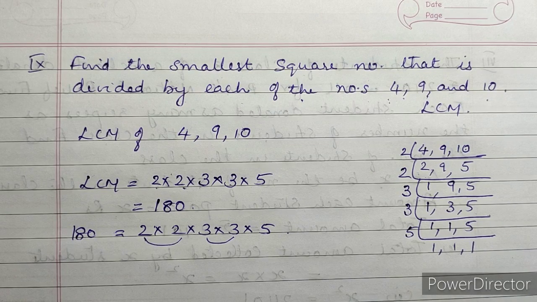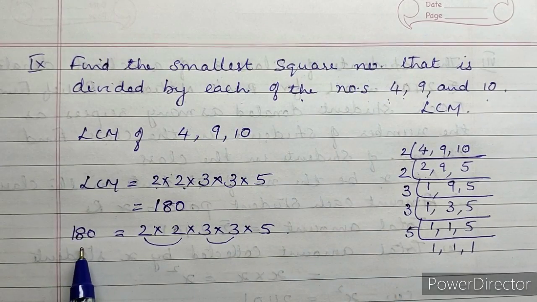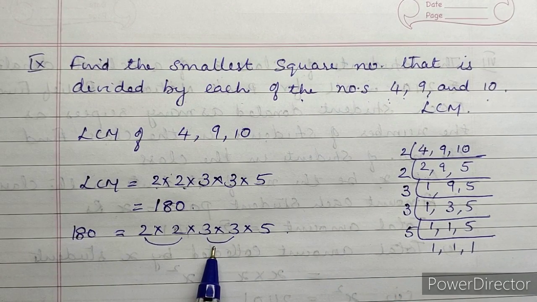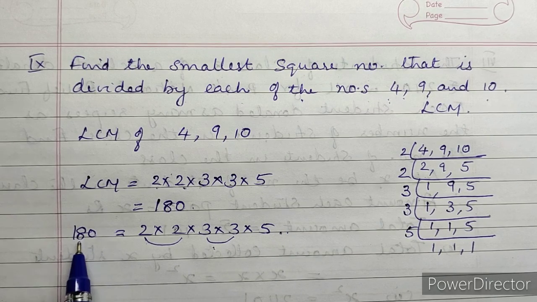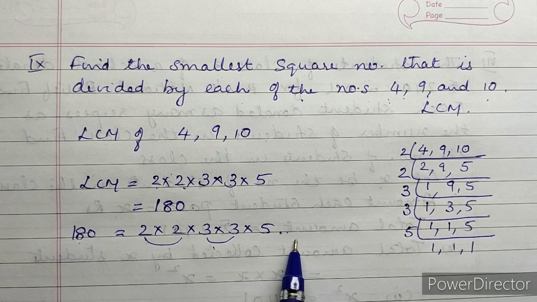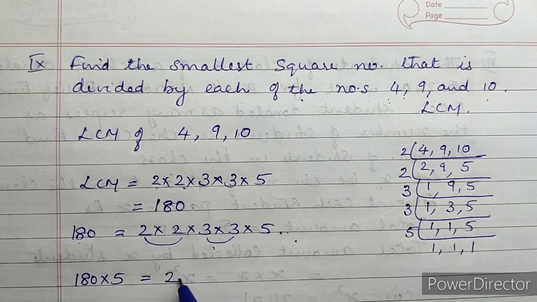See, 5 is alone. So 2 is having a pair and 3 is also having a pair, but 5 doesn't have a pair here. So in order to get a perfect square number, you have to multiply one more 5 here. So 180 should be multiplied with one more 5 to get a perfect square number.